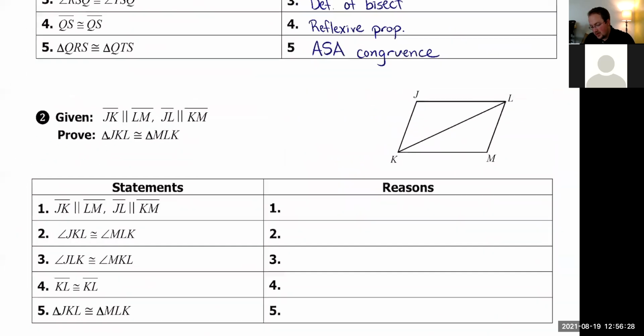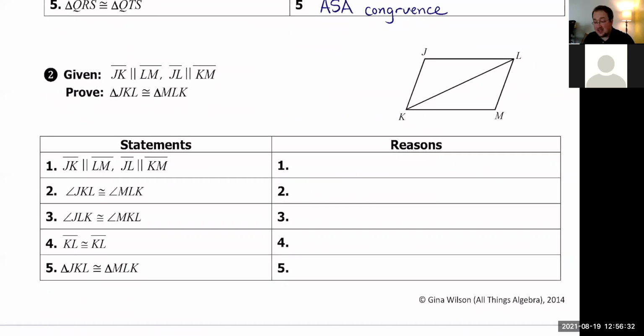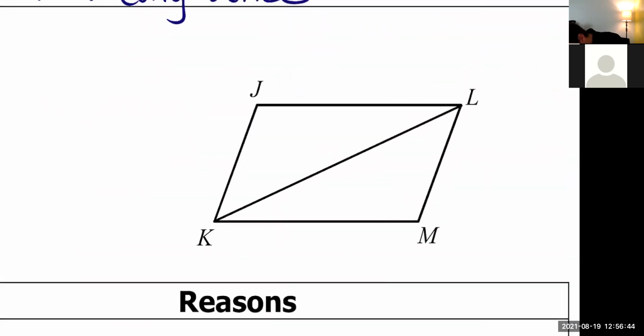Moving on to the second one, also kind of set up for us. The statements have been given. We just need to defend them. We have been told two things, it looks like. JK and LM are parallel. So I'm gonna come over here.